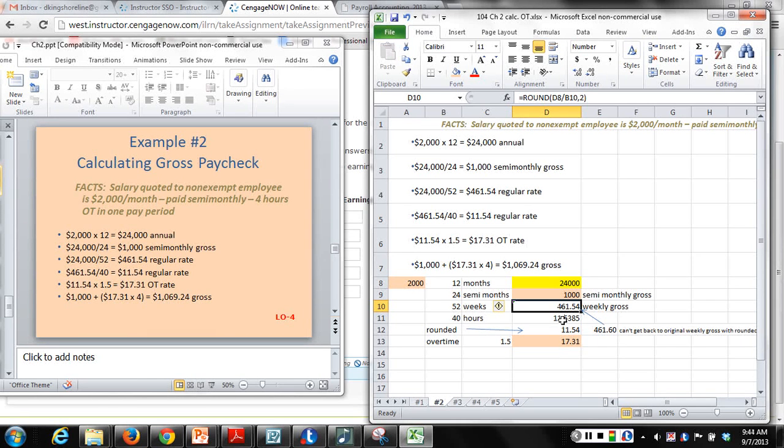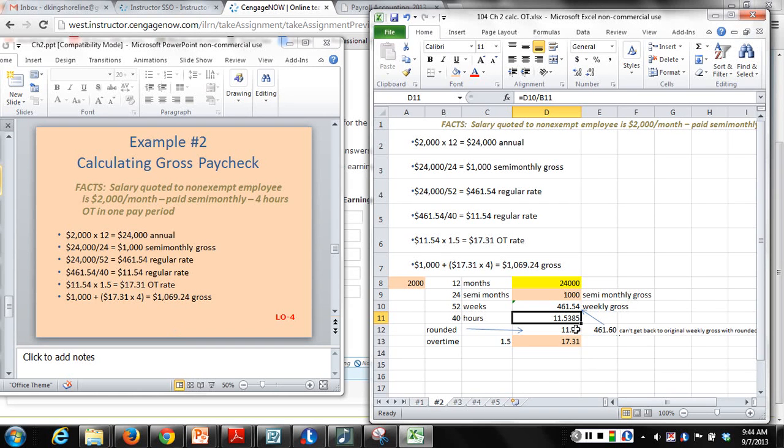So here we have our hourly rate based on this weekly gross that we calculated and rounded, divided by 40, because it is a 40-hour week in this situation. So this should be rounded too, and we can do the same thing. We can insert that formula if we need to. But it's $11.54 regular rate.